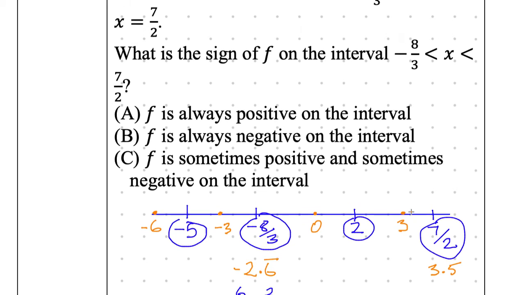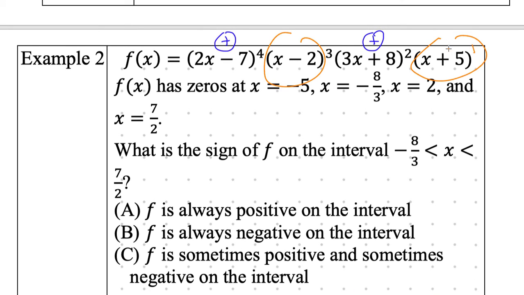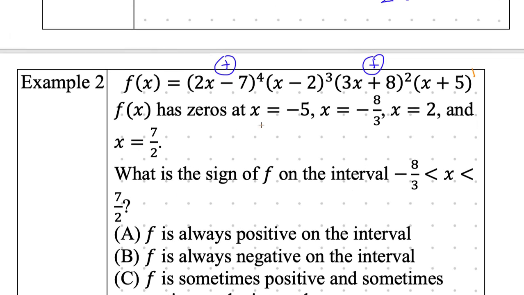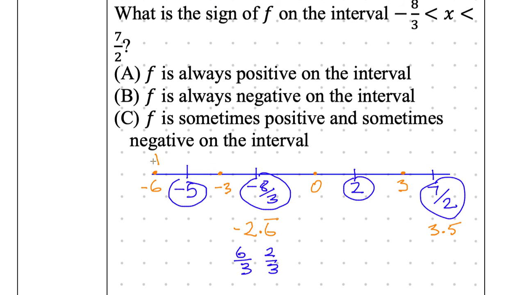Again, we only need to plug in these test values into these 2 factors. From there, I will plug in -6. -6, when plugged in here, -6 minus 2 is a negative. -6 plus 5 is a negative. Negative times a negative is a positive. This is positive.